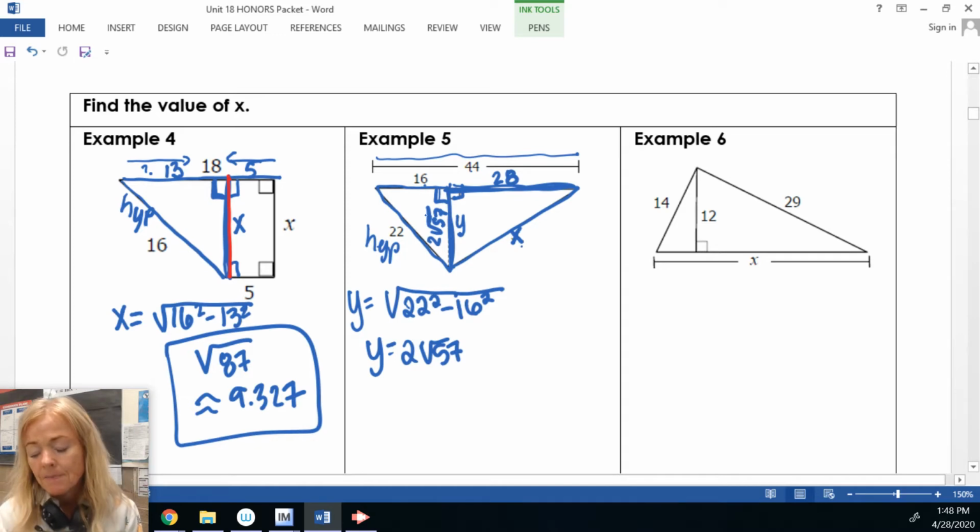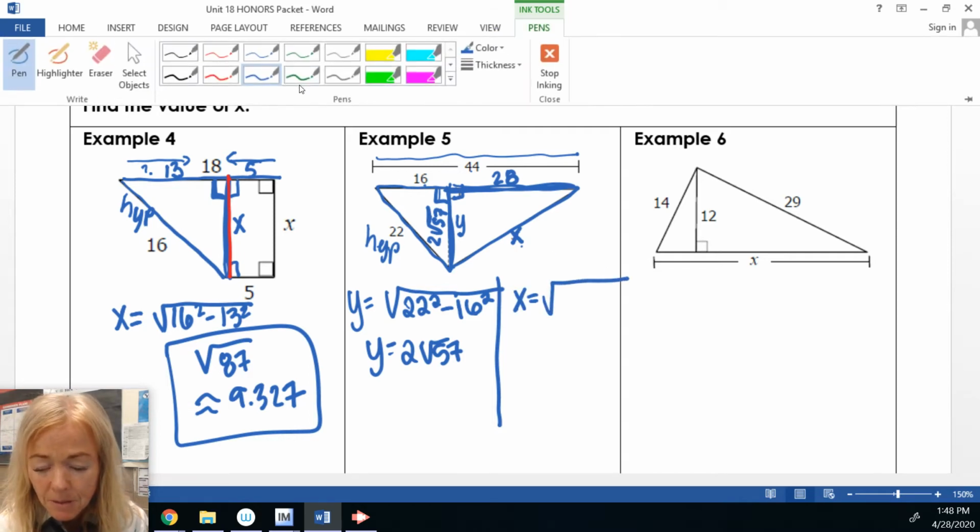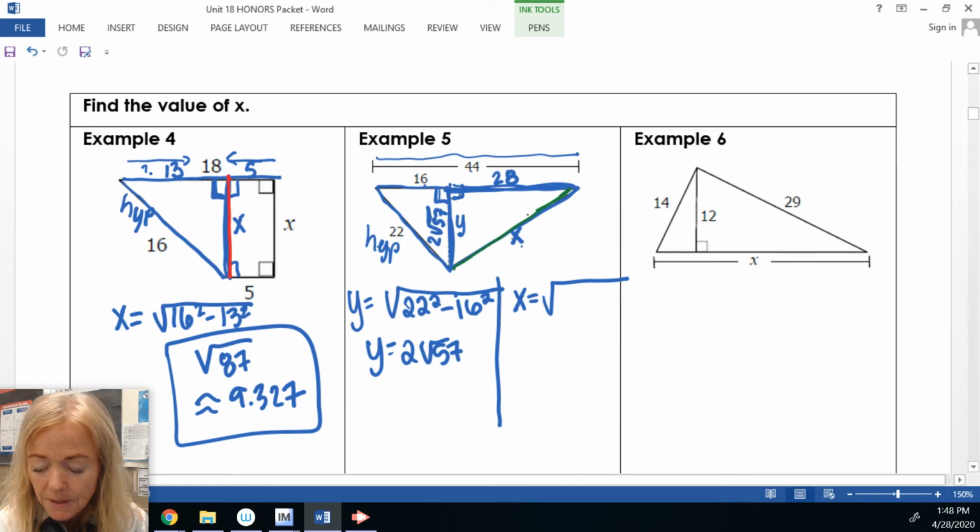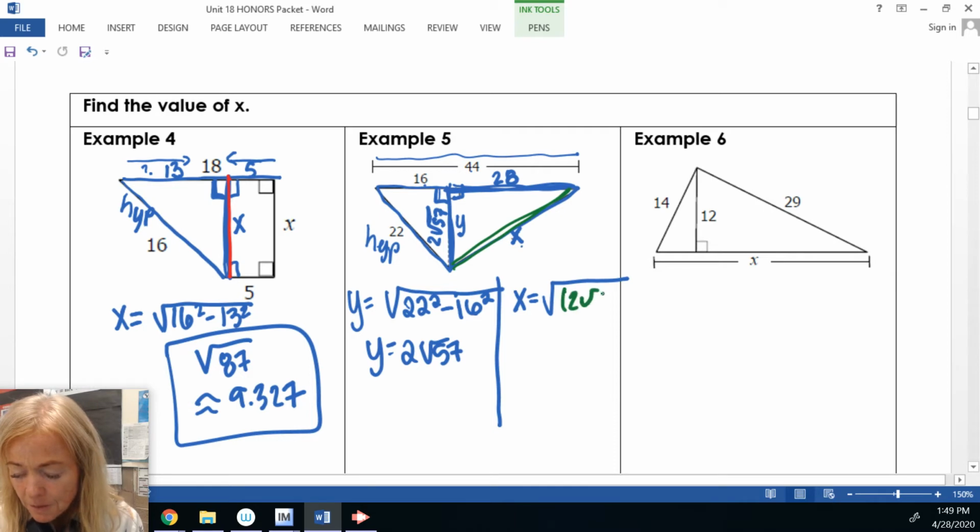All right. Now I can use my other triangle. X is this time the hypotenuse of this triangle. Maybe I should use a different color. So that's X. It's going to be the square root of the sum of the squares of the lengths. So 2 radical 57 squared plus 28 squared. Kind of ran into that other triangle question, example 6.